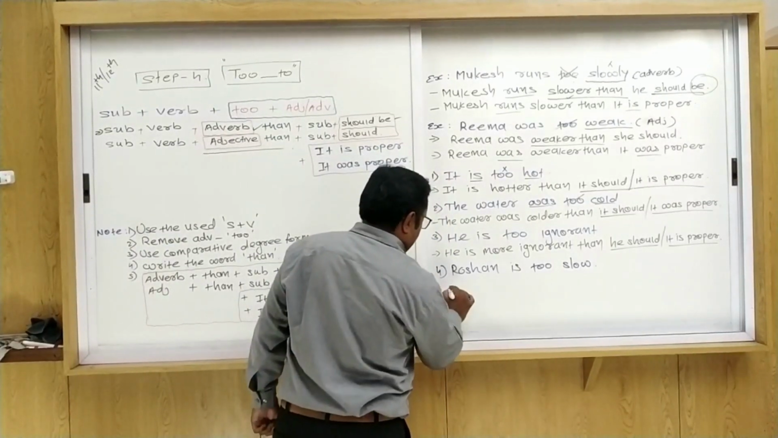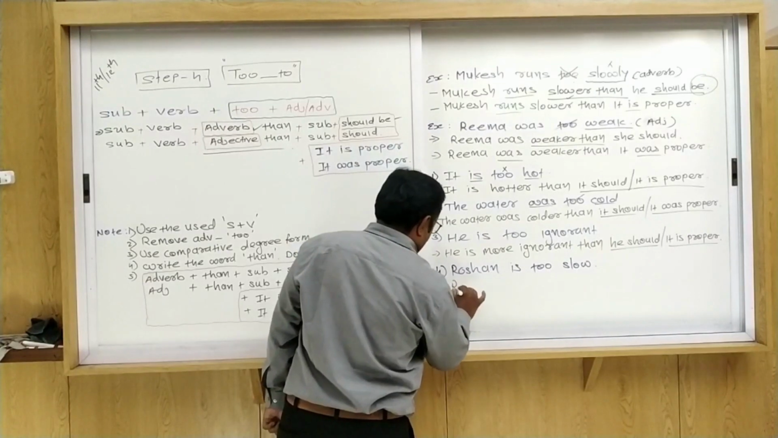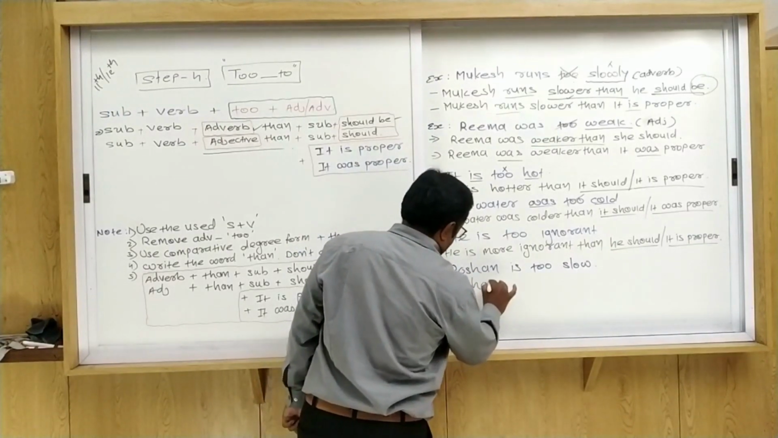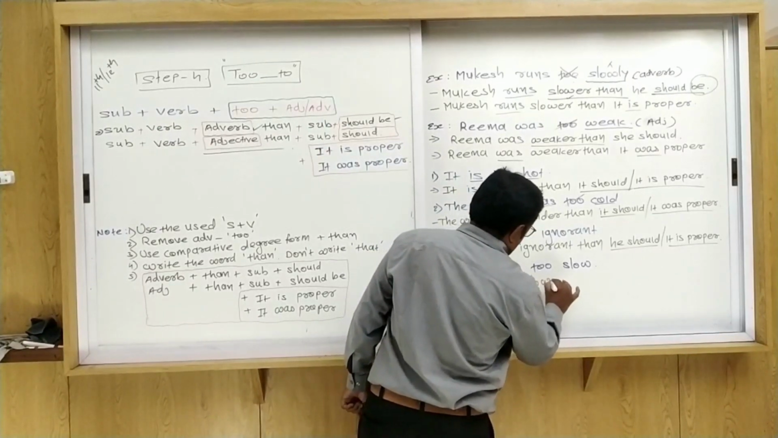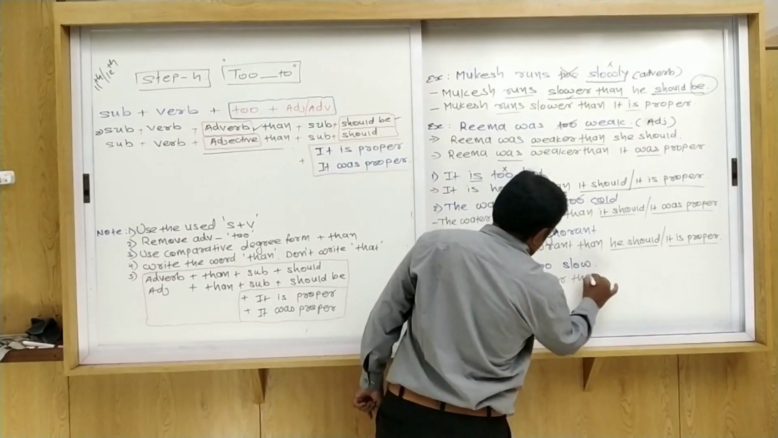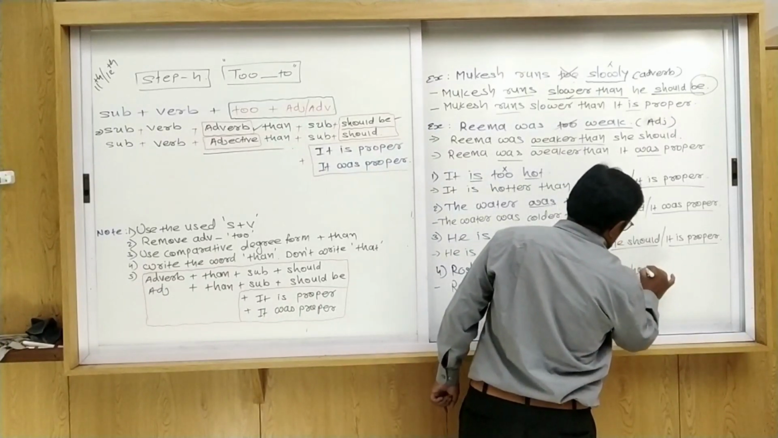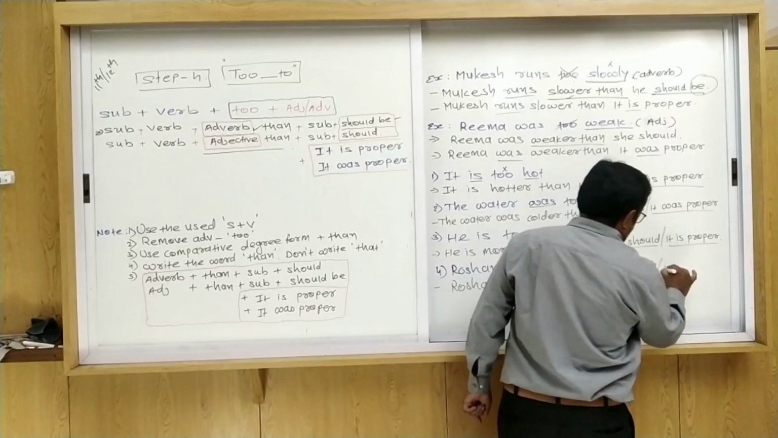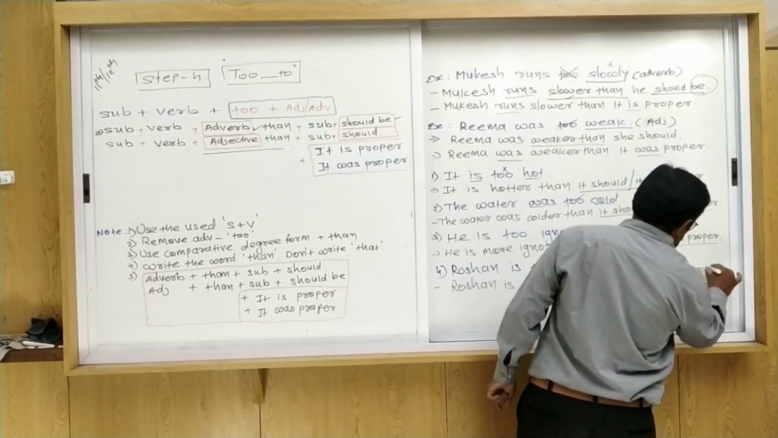Now second one, Roshan is too slow. So Roshan is slower than he should. Yeah, it is proper.